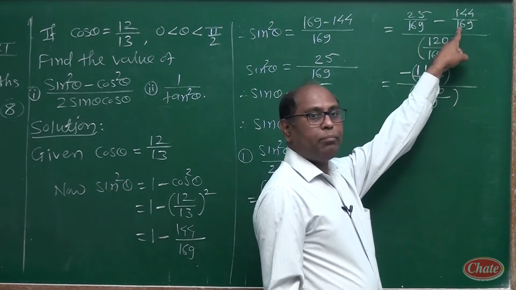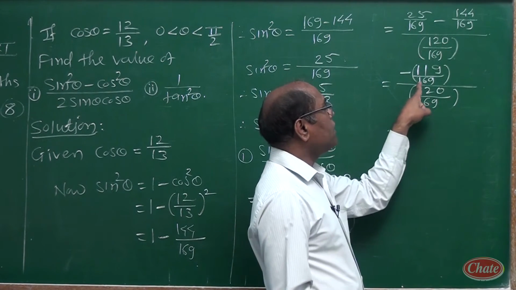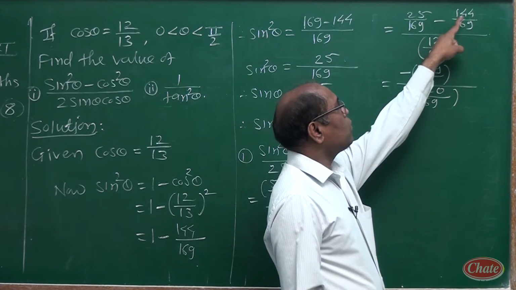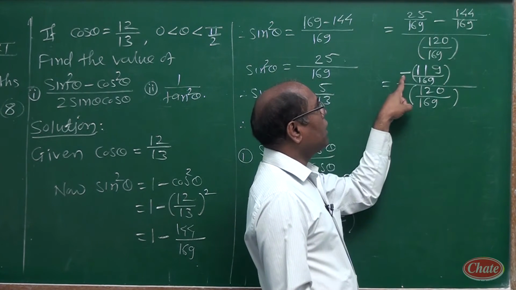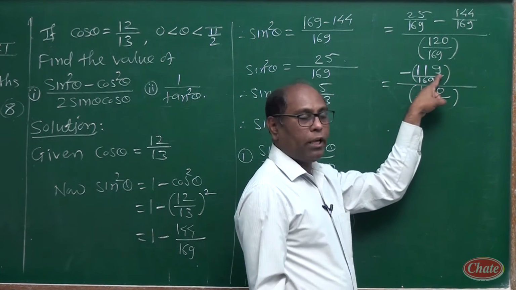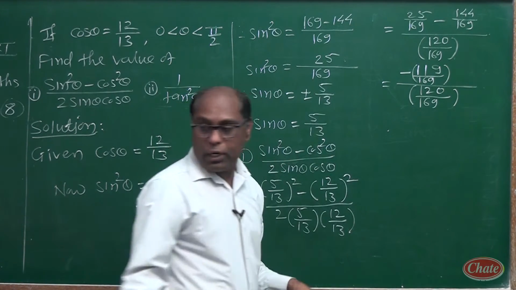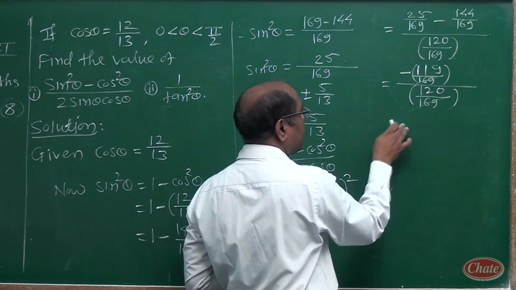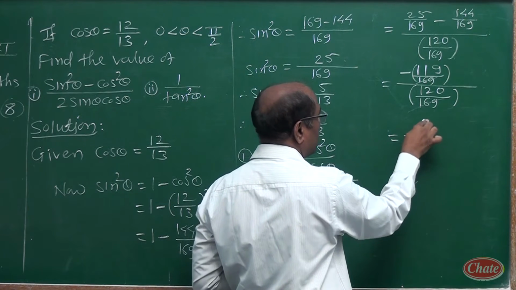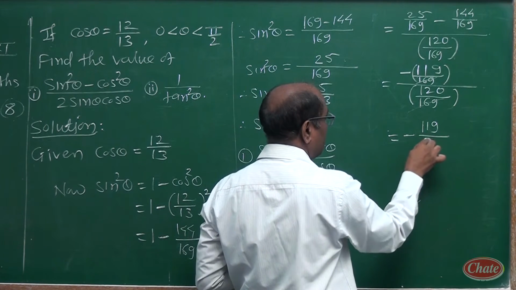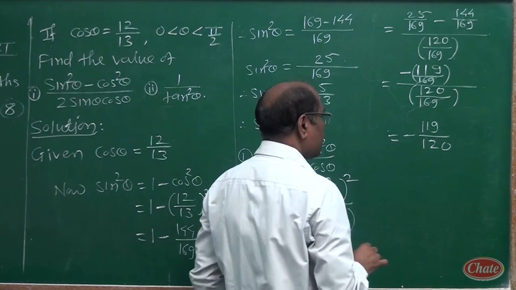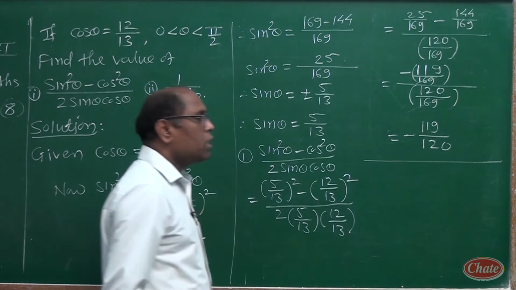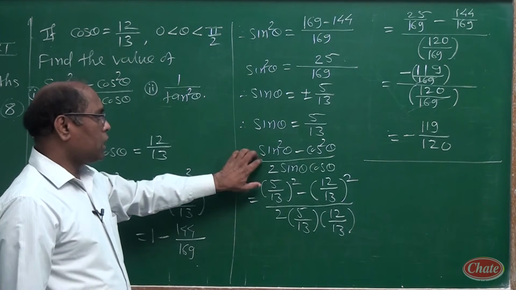The base is the same, so you will get 169 as it is. 25 minus 144, so we get minus 119. Now here the denominators get cancelled. 169 gets cancelled, so that is equal to minus 119 upon 120. So it is the value of the given expression.